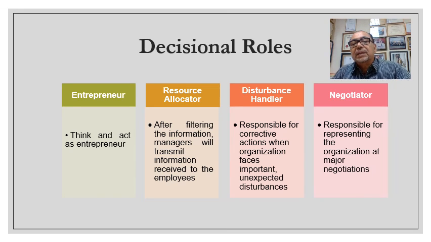The last one is negotiator, responsible for representing the organization in major negotiations. This one is more about outside the organization. We call it liaison or negotiator. Whenever you have to get a license from the government, they may say no for you to apply for certain approval. So you have to negotiate with the government.